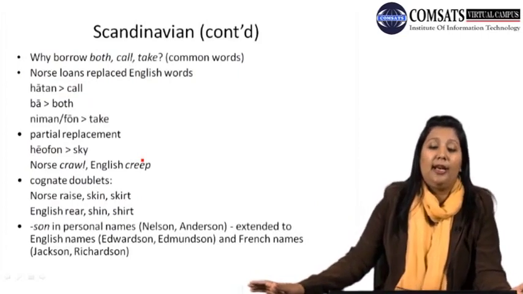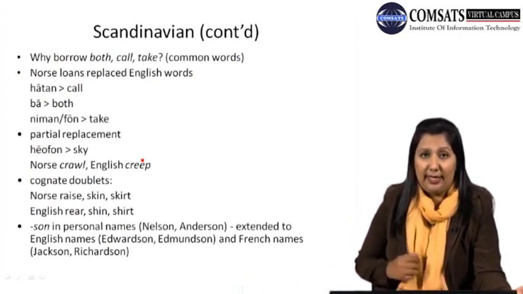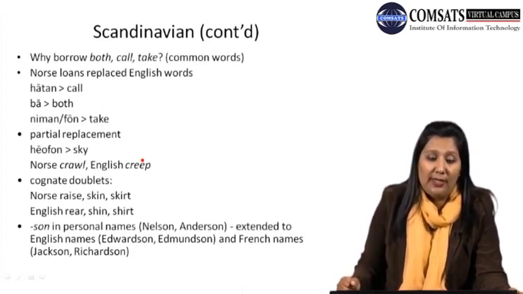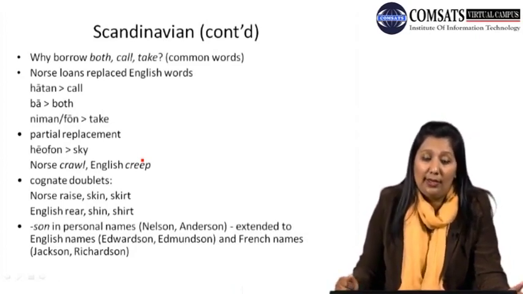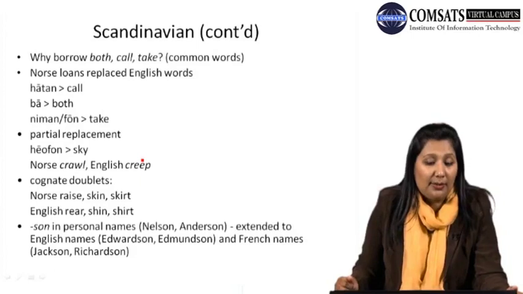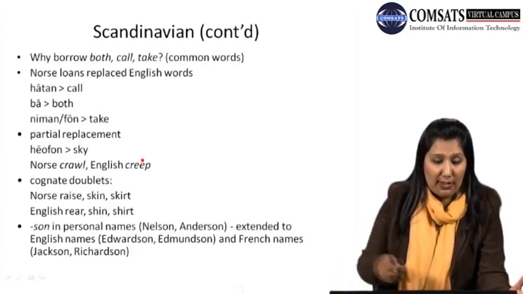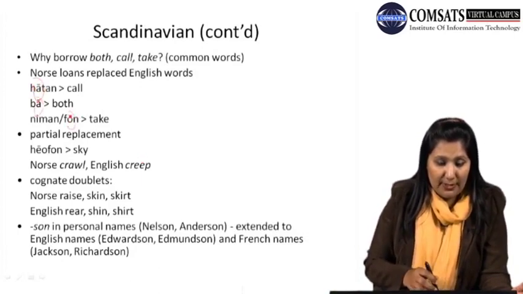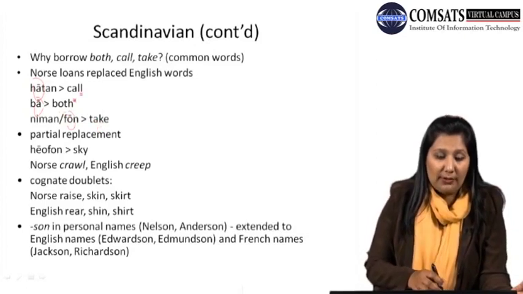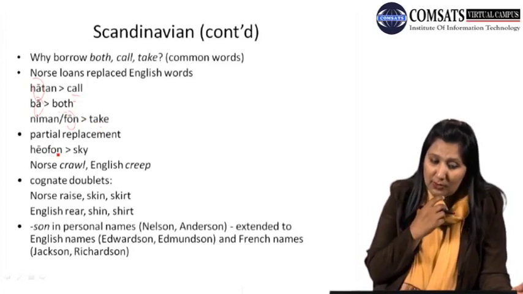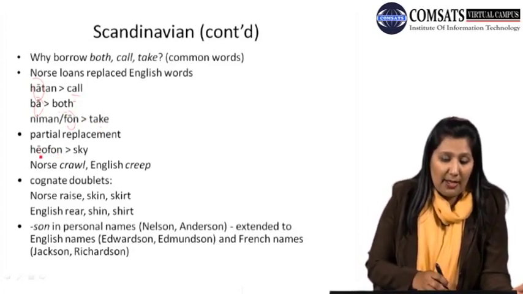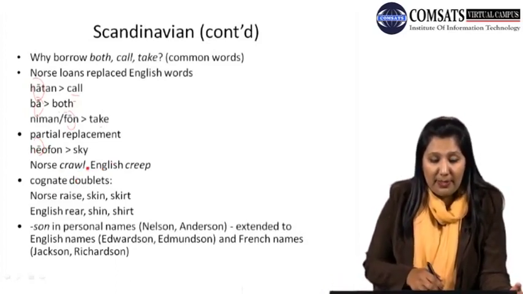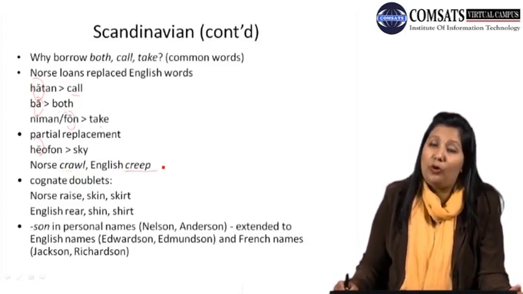While there are some words that were common in both Scandinavian and English, there were some Norse loans that replaced English words. For example, hatten has been replaced with call, and batten in both. Nimen and fawn have been replaced with take, bid, call. Partial replacement also happened here: fawn makes sky as in white. Then Norse crawl has been replaced with creep, and then there were some cognate doublets.